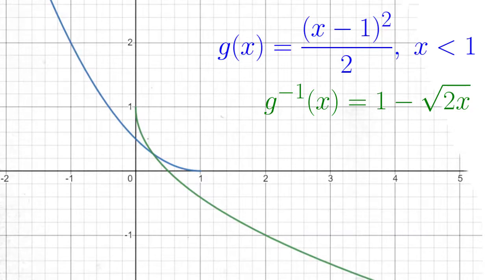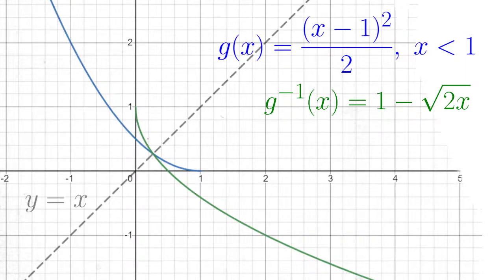One interesting thing that you'll see here is that these graphs are nicely related. These graphs are symmetric about this diagonal line y equals x. And that is a property of inverse functions. The graph of the inverse function is the reflection of the original function across the line y equals x.